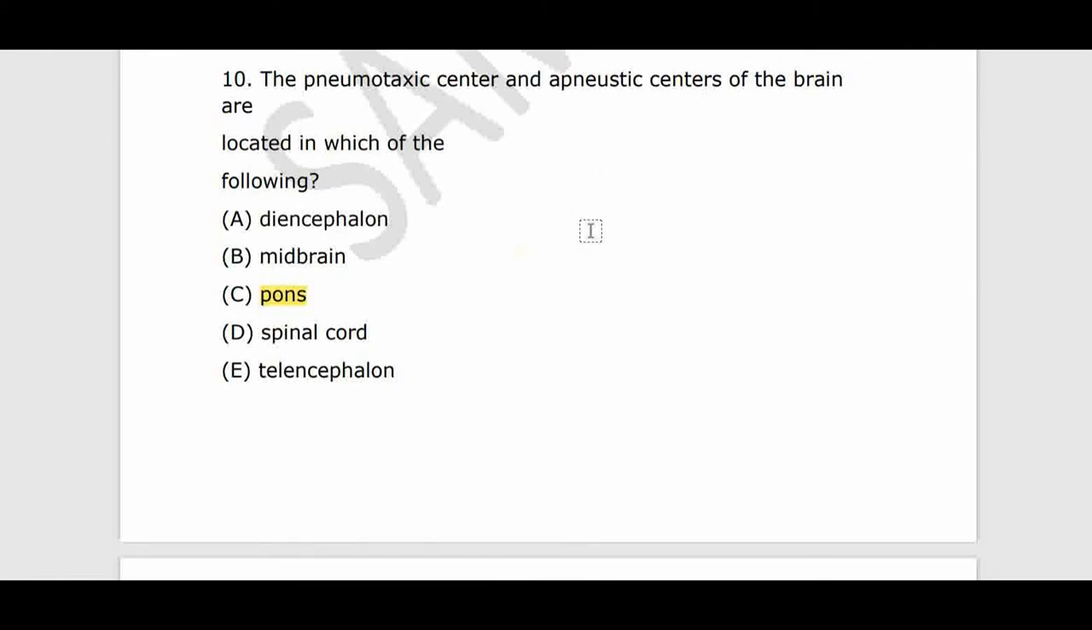So in the medulla, you have the dorsal and the ventral groups of respiratory neurons, and the main one is the dorsal. So those are the major respiratory centers, and they just take care of your basic rhythm of respiration.